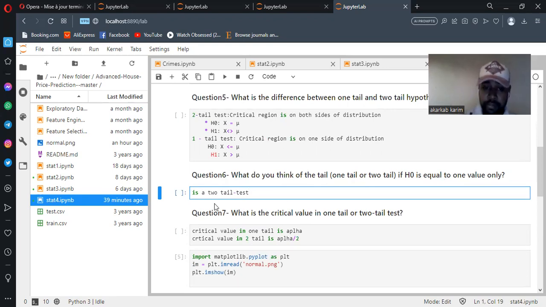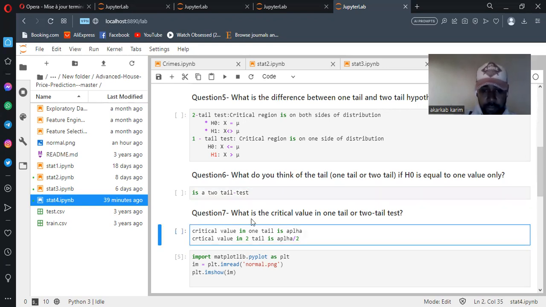At this time, it's a two tail test because, as we see here, h0 is x equal to mu. I mean, this is only one value, but in the analysis, it cares about both sides, left and right. Okay.